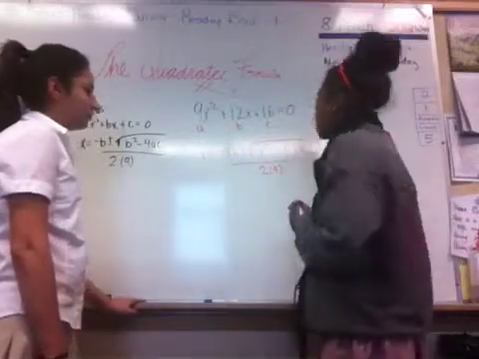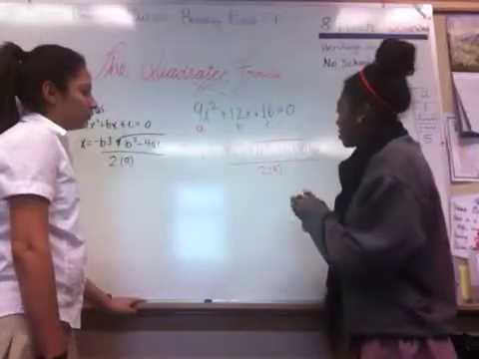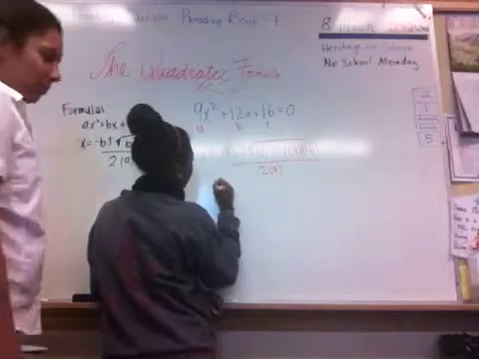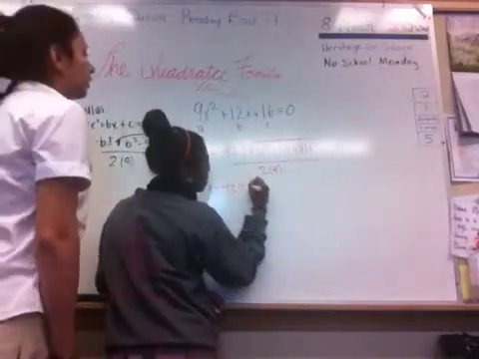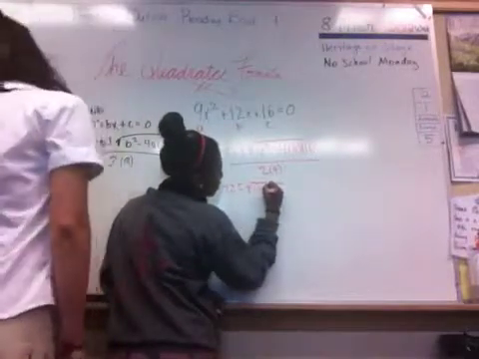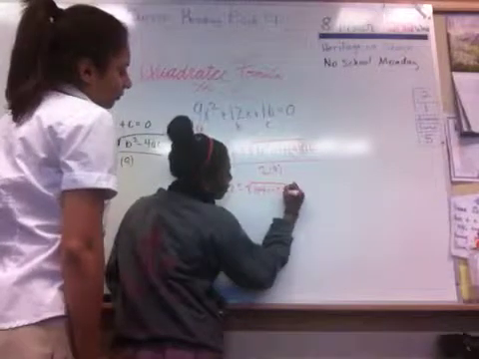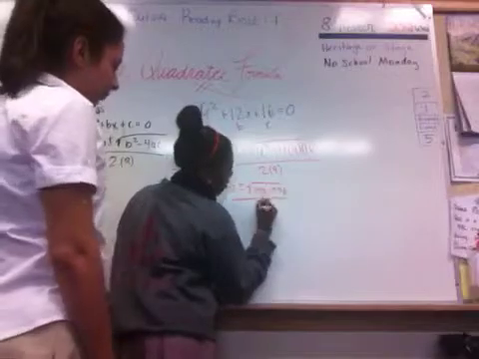The first step is solving the multiplication. So we're going to have x equals negative 12 plus or minus the square root of 144 minus 576, divided by 18.